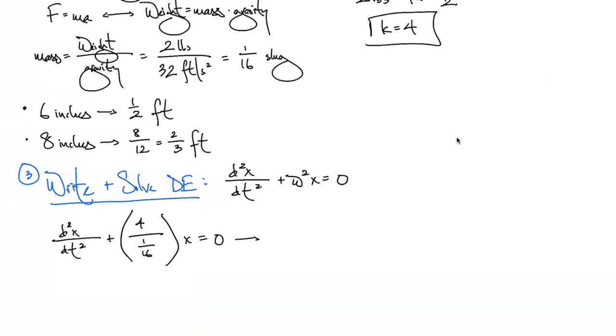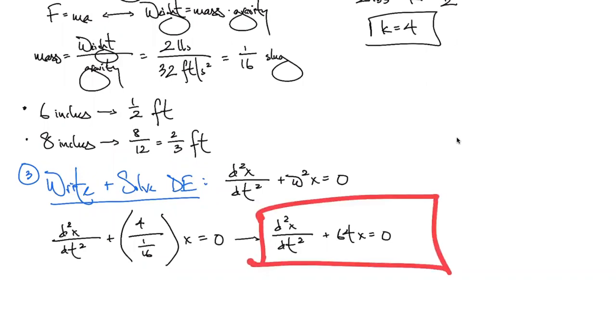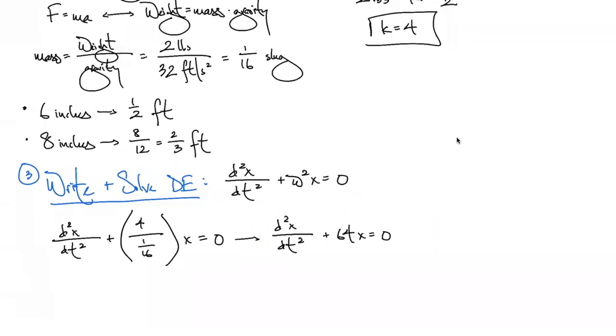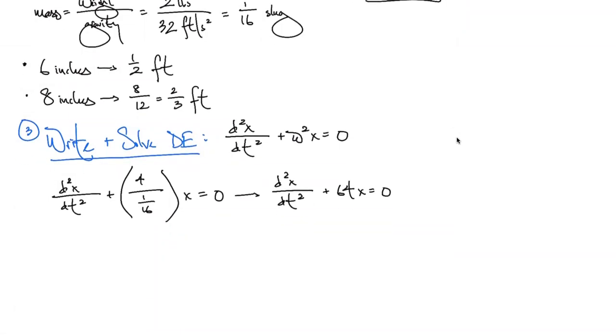Now, if we simplify that, we'll get that second derivative plus, 4 times 16 gives us 64. And so this is actually the differential equation that we want to solve. So I'm going to have you go ahead and solve that differential equation. Write the characteristic equation, solve that, and write the general solution. I'll give you a couple minutes to do that, and then I'll write my version up here. And we'll make sure that we match.